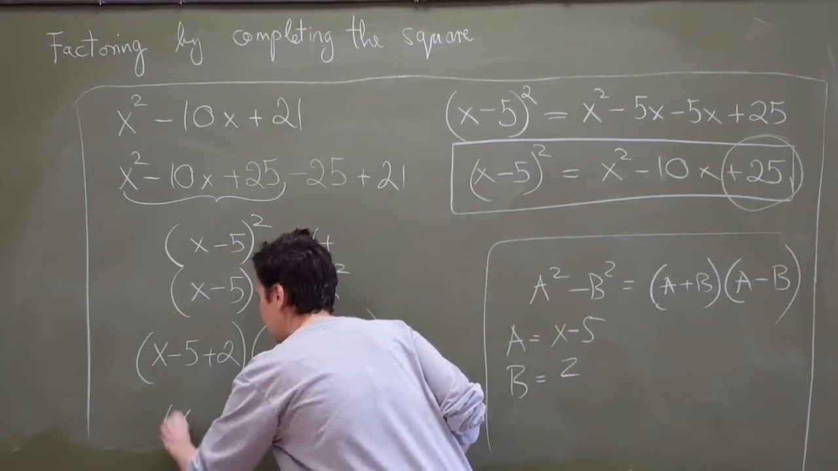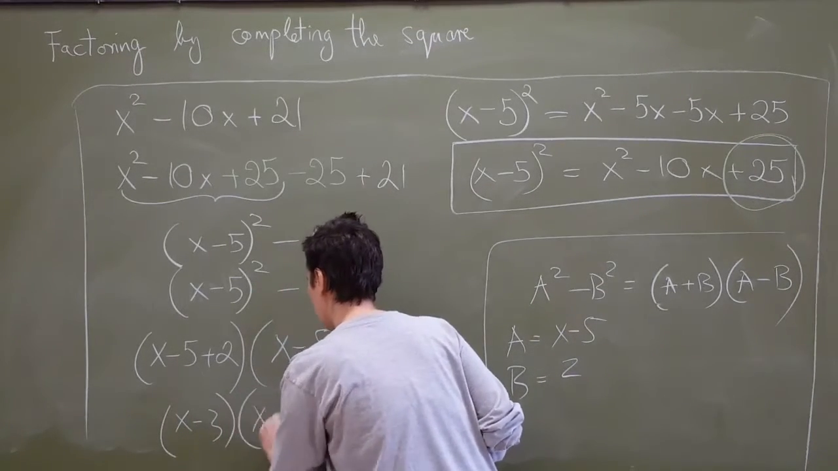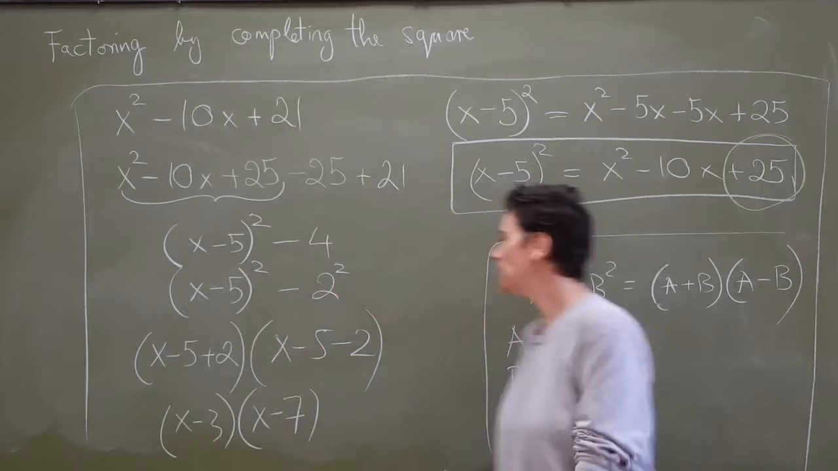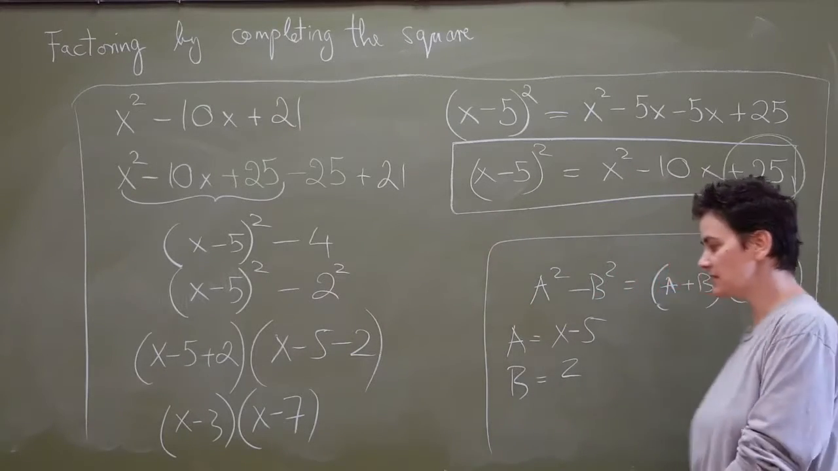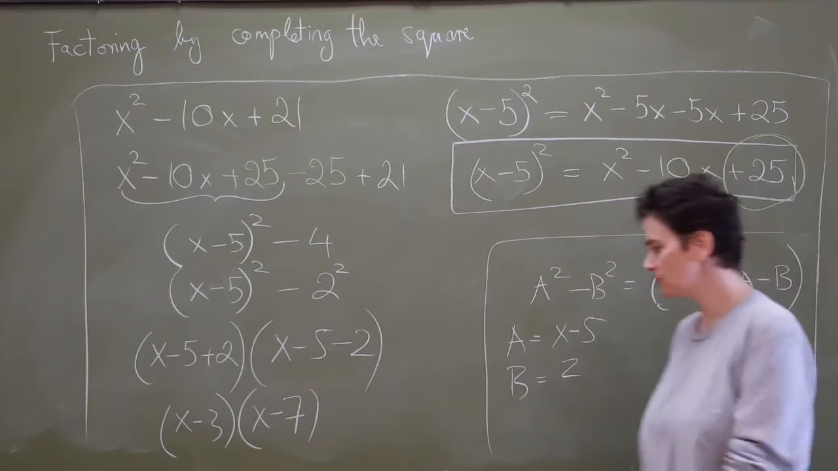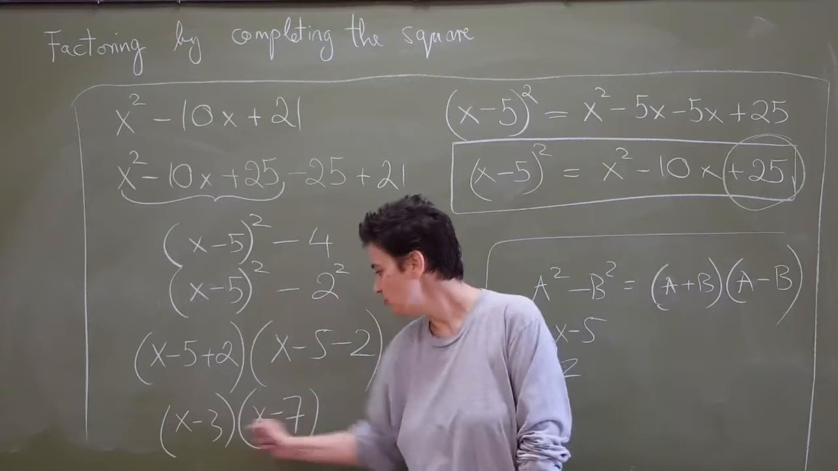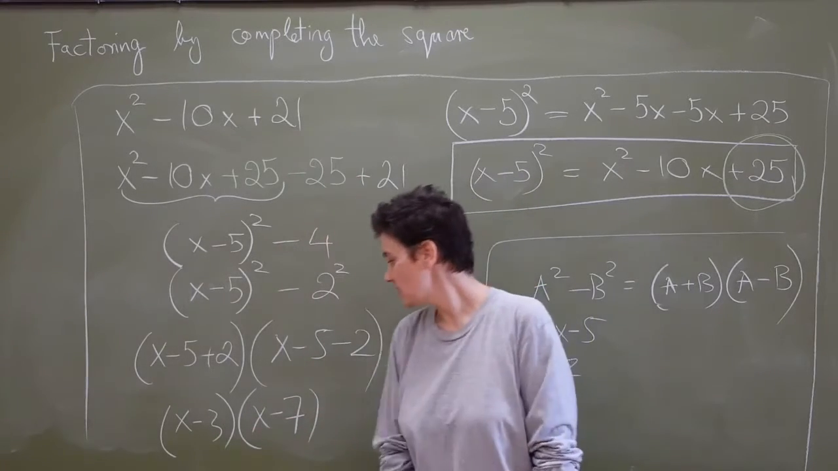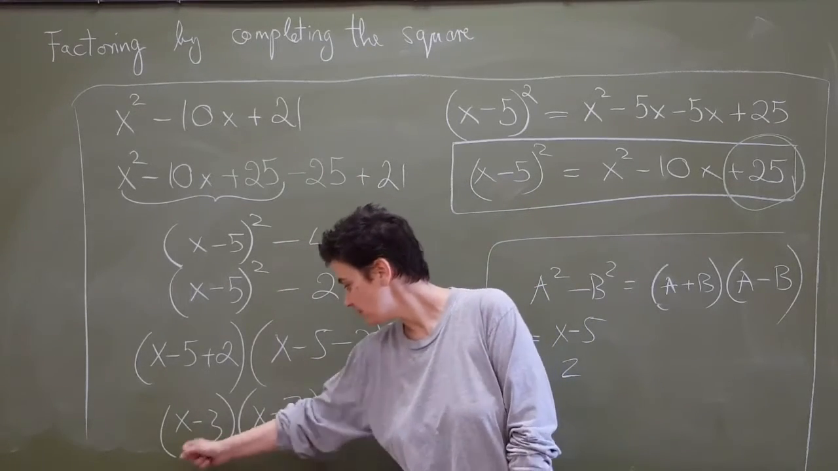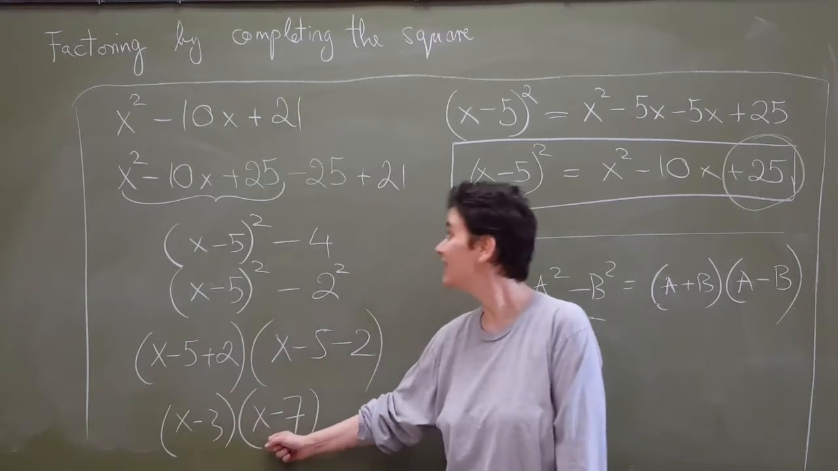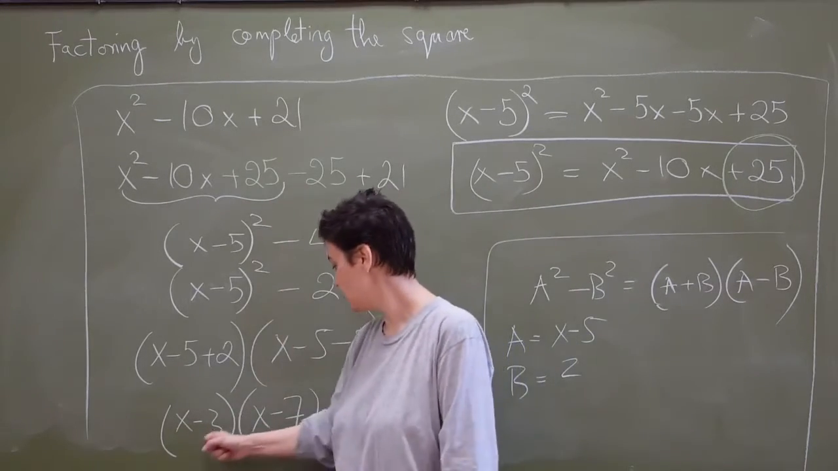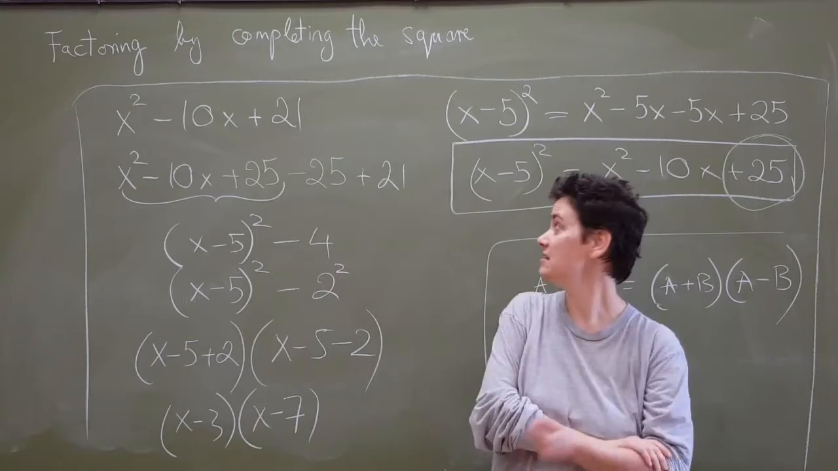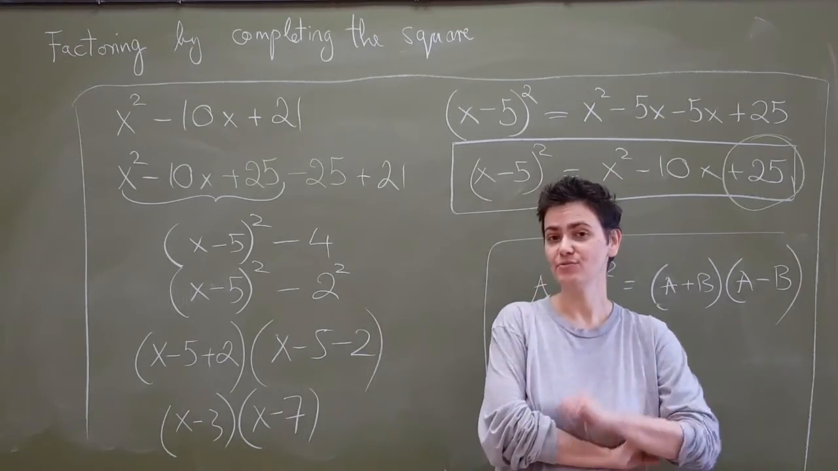So we have x minus 3 times x minus 7. And until you're an expert, you should obviously check if our computation was correct. So when we multiply these two, we should get back this. We have x squared, minus 7x and minus 3x combined to minus 10x, and minus 3 times minus 7 is plus 21. So our solution is correct.